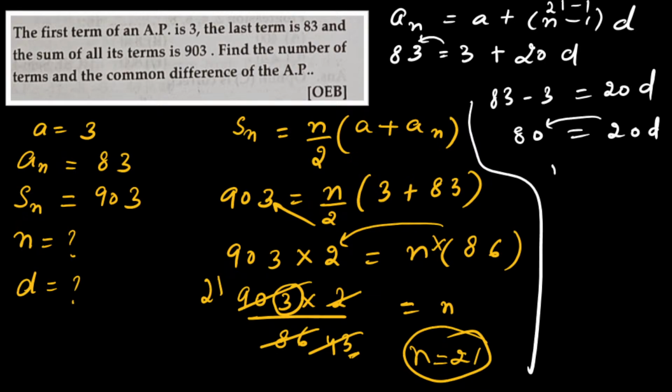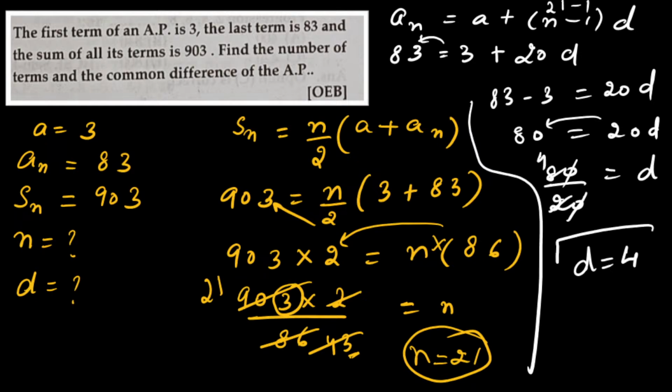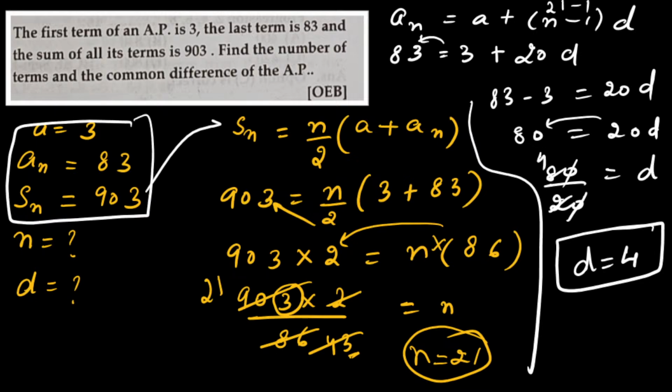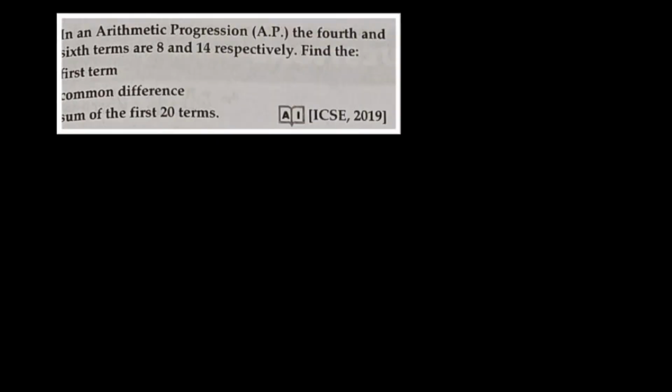Now let's shift 20 to this side. So 80 by 20 will get divided, because here it's getting multiplied. 0 and 0 will get cancelled, and 2 into 4 is 8. So d is equal to 4. In this question we had to find n as well as d. So always remember, when an and Sn are given to us, we have to use this formula of Sn, n by 2 into a plus an. So this is done. Let's do the next question now.